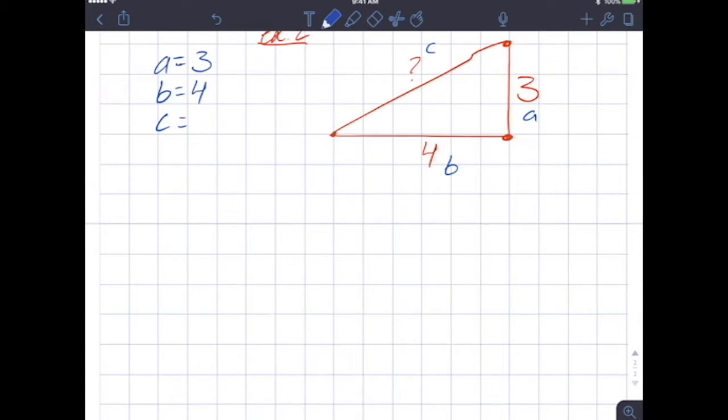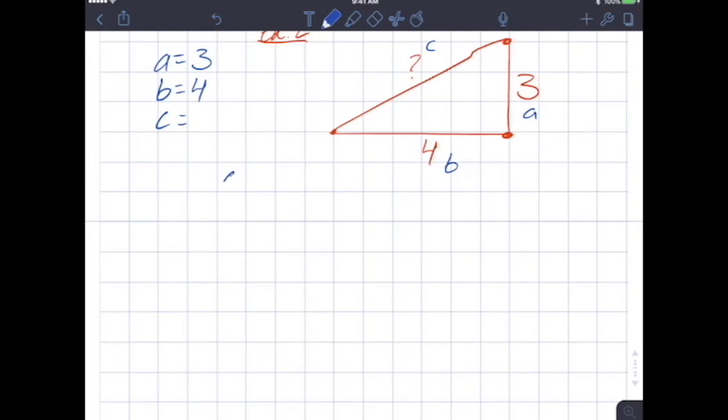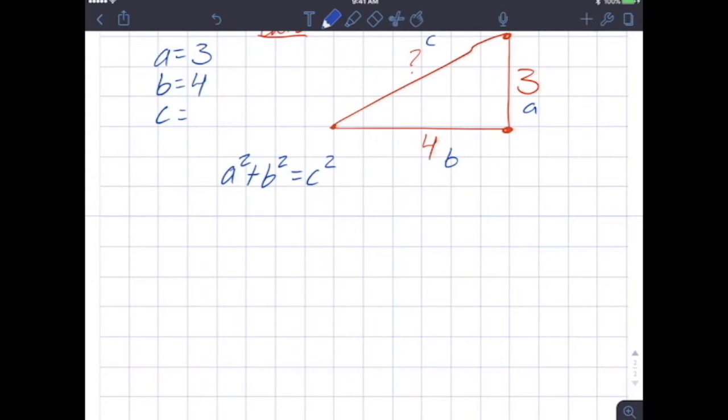Let's go ahead and use the formula. A squared plus B squared equals C squared. All right, let's plug them in. 3 squared plus 4 squared equals C squared. 3 times 3 is 9, plus 4 times 4 is 16, equals C squared. 9 plus 16 is 25, equals C squared.